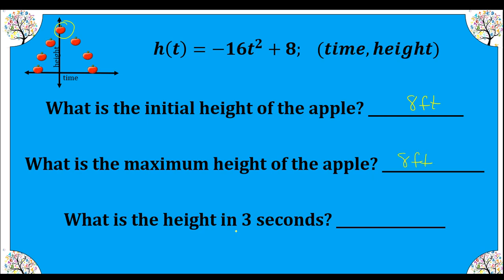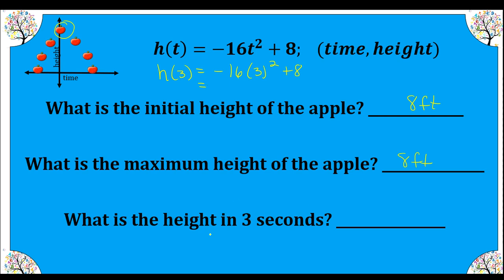What is the height in 3 seconds? It may have already hit the ground. So let's see what the height is when we plug in 3. If we get a negative answer, we know the apple hit before 3 seconds was up. So we have negative 16 times 9 plus 8. That gives us a negative value.